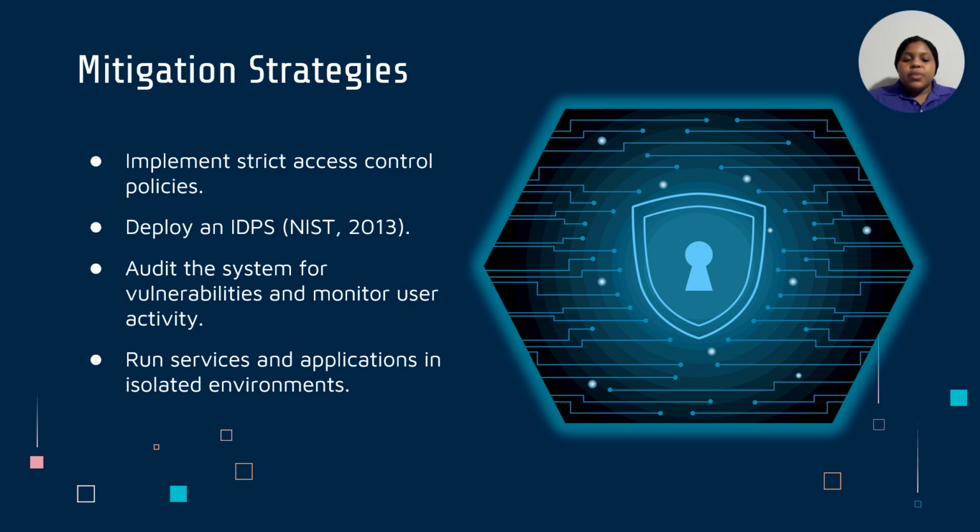Next, we are going to want to consider auditing the systems that we use for vulnerabilities and then monitor user activity on those systems. So this is just going to give us a better overview to detect any signs of privilege escalation so we can catch it early before it happens. And then lastly, the last consideration is making isolated environments to run services and applications on. This can limit the impact of a successful attack by containing it within a restricted area, for lack of better words, so it doesn't spread to the rest of the network.